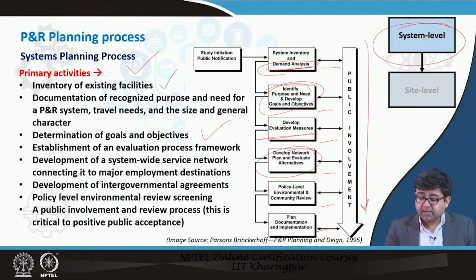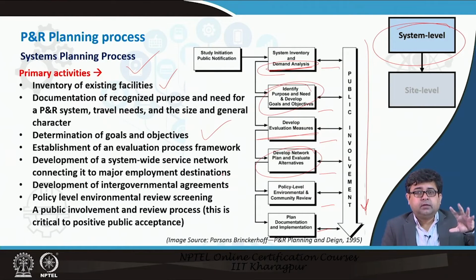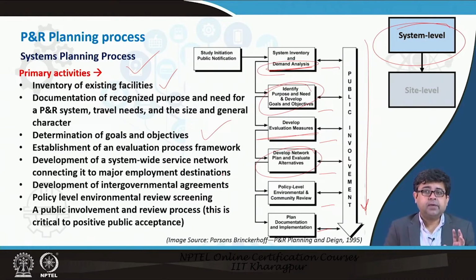Develop a network plan and evaluate alternatives. Maybe there has to be a plan B if your current network of park and ride lots is not working. What is the alternative? You may have to tweak the design of the park and ride lot. Maybe you have to reduce the parking cost of that lot. Maybe you have to subsidize the ticket cost on the transit line for people who are using the park and ride lots.